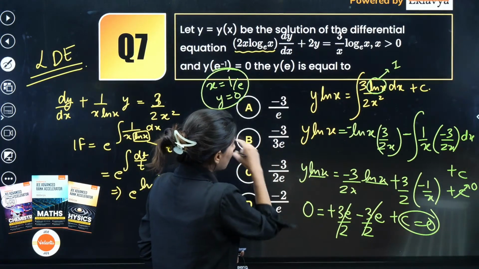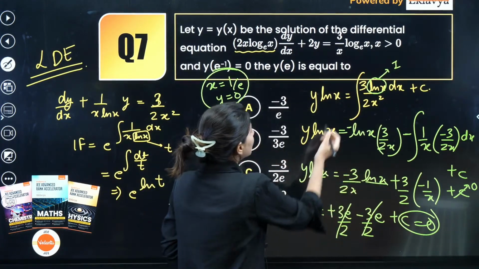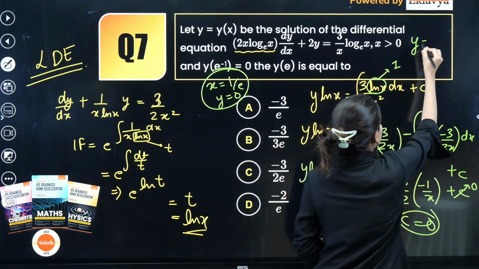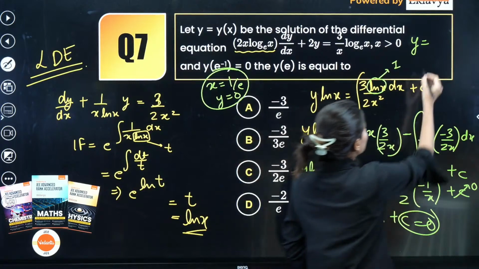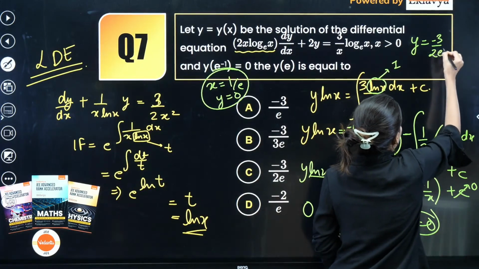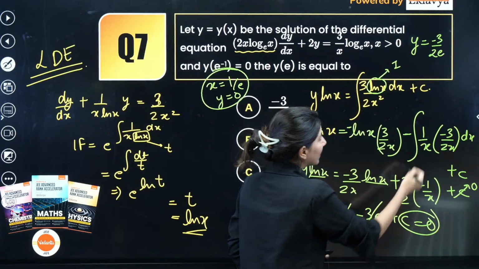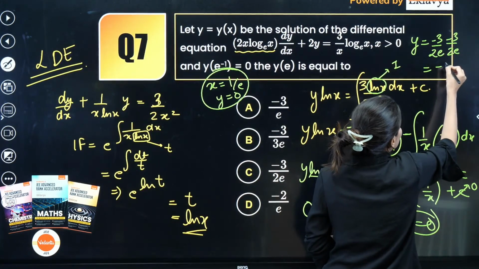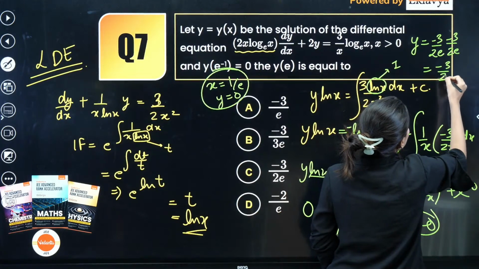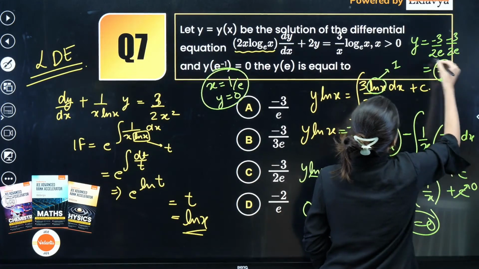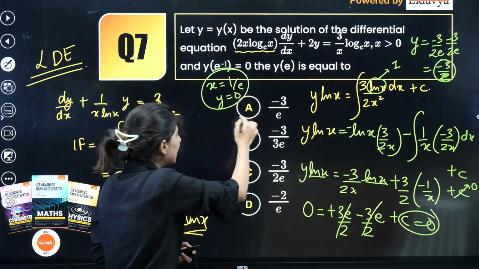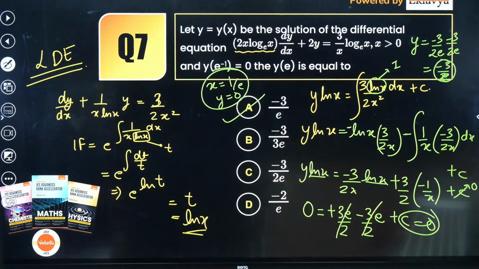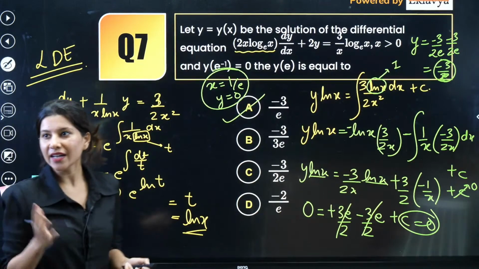Okay. So the value will be y into 1 is equals to, can you see, minus 3 by 2e. And now can you see this is again minus 3 by 2e. That's it. So minus 3 by 2, 2 is gone, so minus 3 by e is the value. Minus 3 by e, can I see option A? Yes, option A is absolutely right, minus 3 by e. Yes, vanilla is absolutely right.